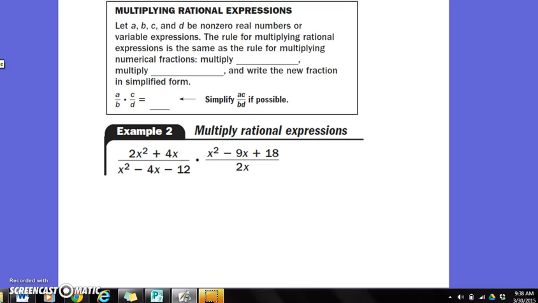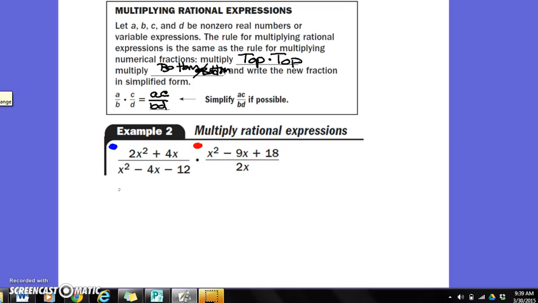Here, let's read. The rule for multiplying rational expressions is the same rule for multiplying numerical fractions. Multiply tops times tops, bottoms times bottoms. You're multiplying them, so where you have A times C, that's AC over BD. Simplify if possible. So let's simplify first. We're always going to go to the hierarchy. We're going to simplify the first one, then we'll simplify the second one in red.